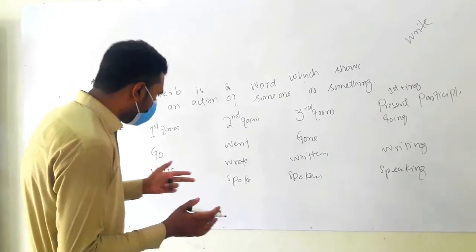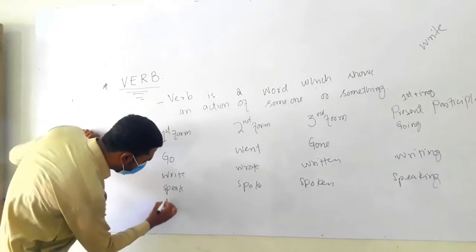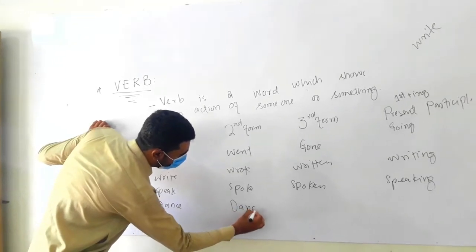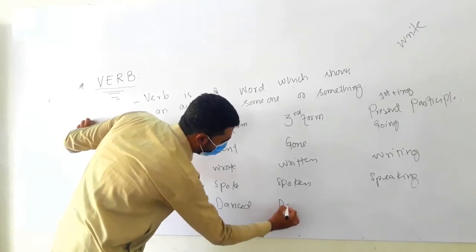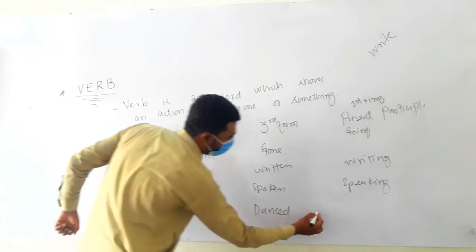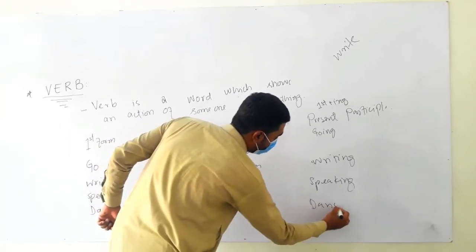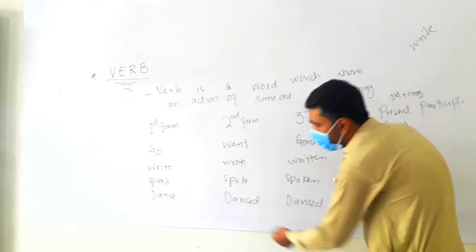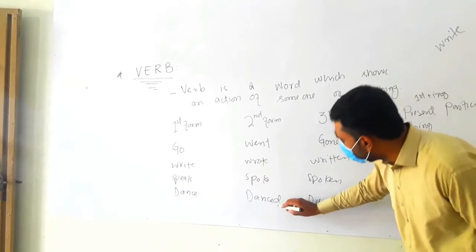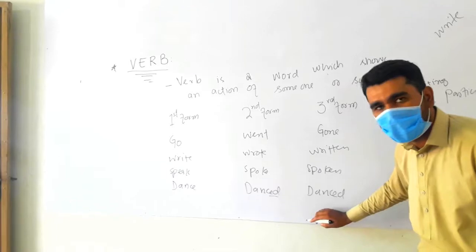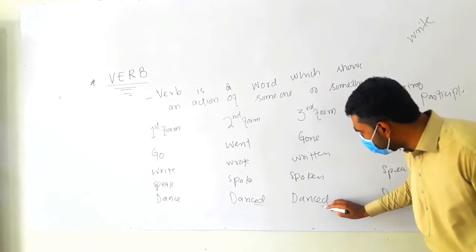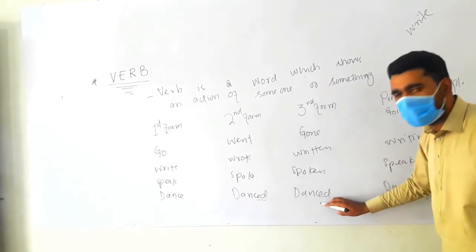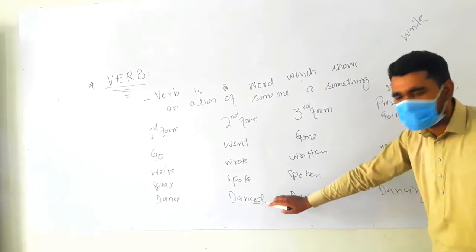Then I would also write another one: dance, danced, danced, and dancing. So here, in the second form of the word, we put ed or d. So the third would be the same like here. Second is danced, so the third one is also danced, and they both have the same spelling.